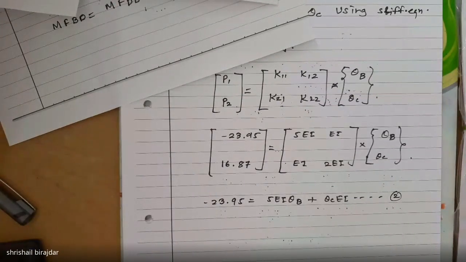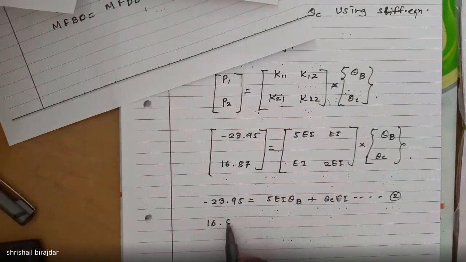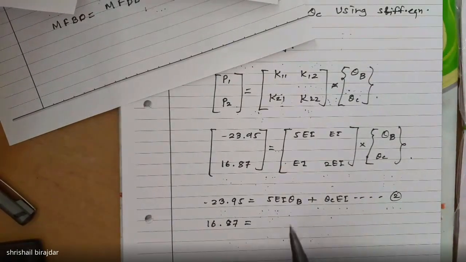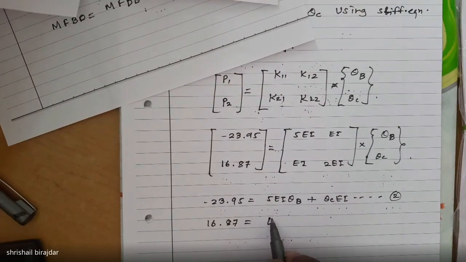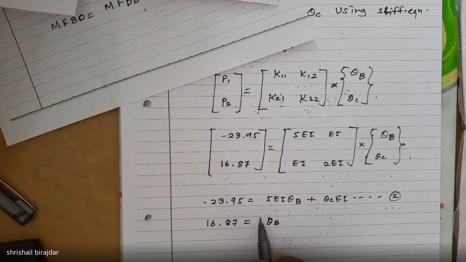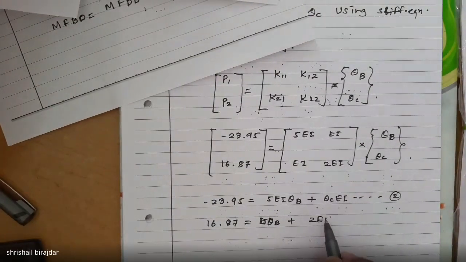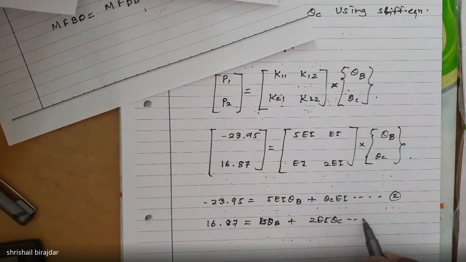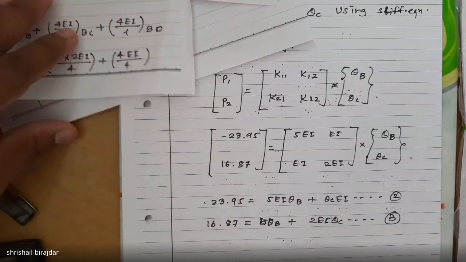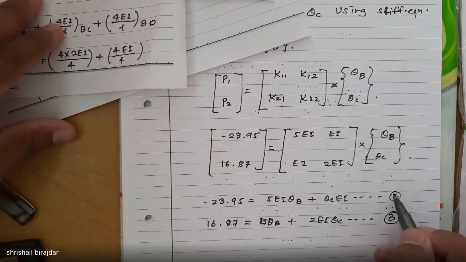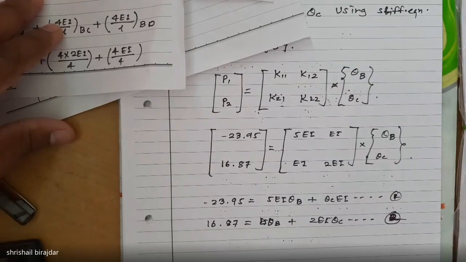Then followed with the second: plus 16.87 equals EI theta B plus 2 EI theta C. These are the two unknowns, equation number 1 and 2.